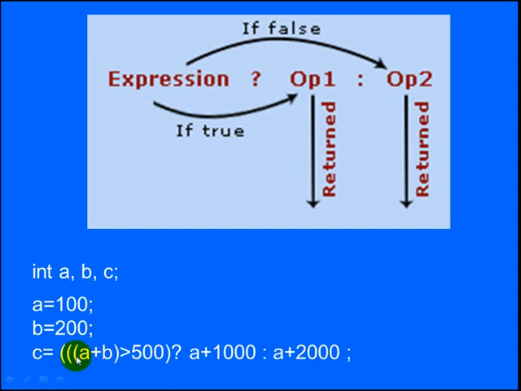If we write here A plus B is less than 500, so 100 plus 200 is 300. 300 is less than 500. It is true. If it is true, then A plus 1000. First, the expression that we have put here will be evaluated and its value will be returned, meaning assigned to C. So in this example, A is 100. 100 plus 1000 will be 1100, and the value of C equals 1100. That will be assigned.